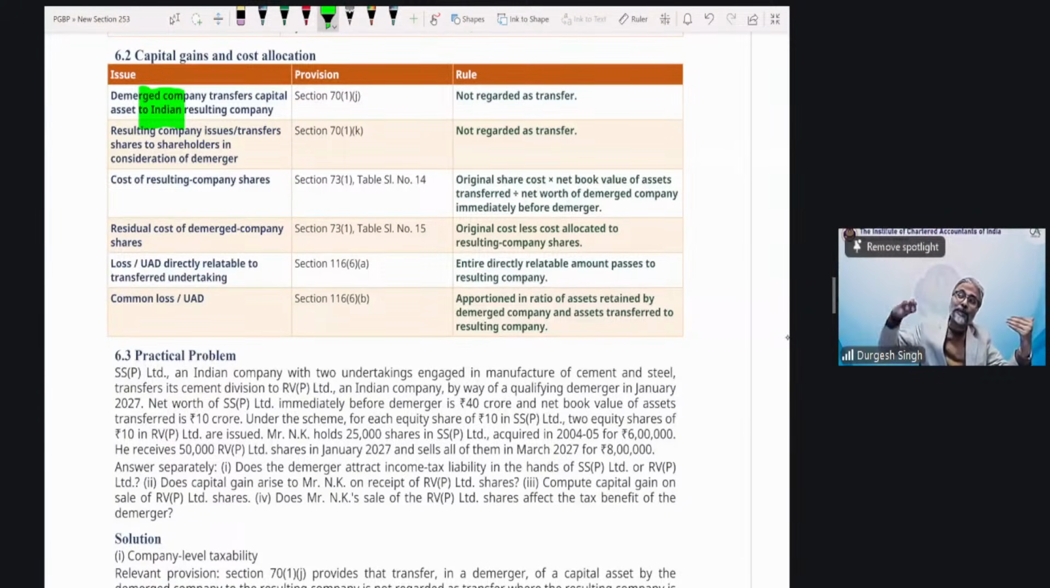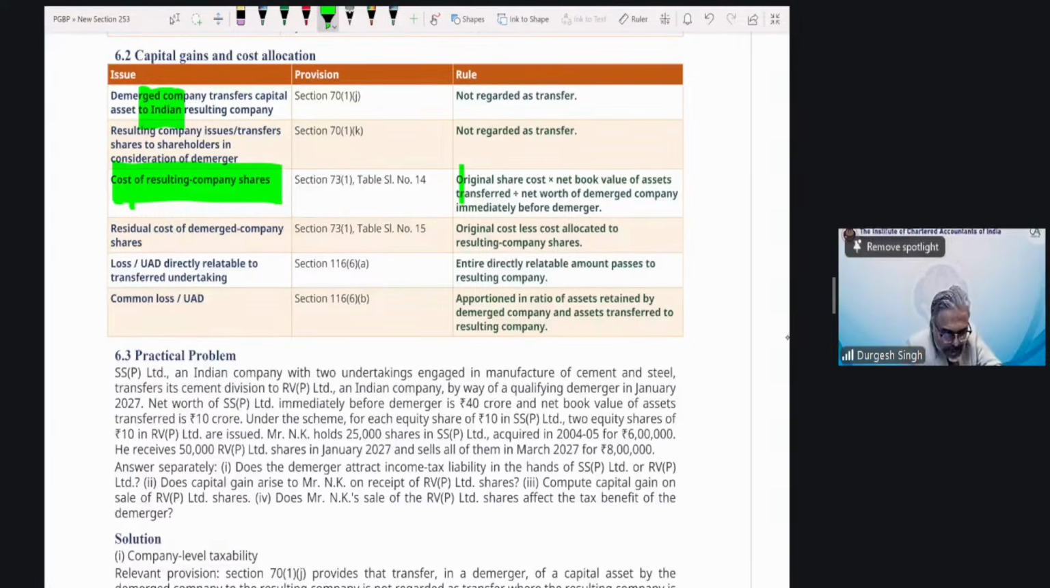So, how much of the portion will relate to the resulting company? In my example, it was Tata Chemicals. How much is the portion? Let's have a look. Cost of the resulting company shares, students. Cost of the resulting company shares. Can you see that? Original shares cost. In my example, students, it was how much? 100.